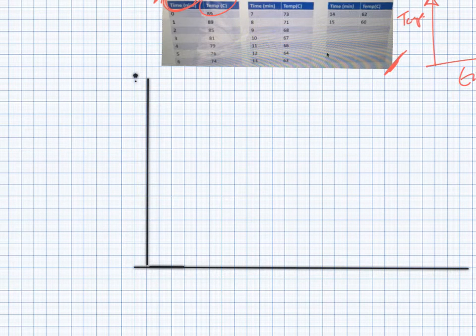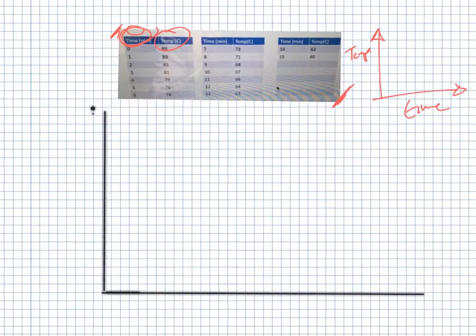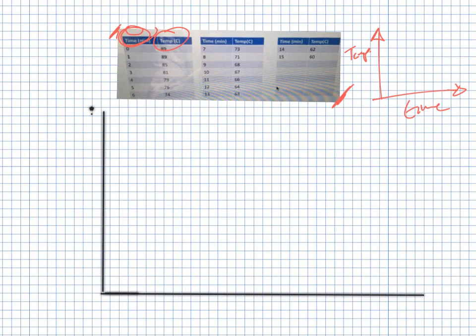Right, and now we've just got to work out our scale. So this is where you go back to your data. Now we're going to take our time axis first of all, and we're going to have a look at what we're going from and what we're going to. If we look at time, the smallest number is 0 and the biggest number is 15. So I'm going to start on 0 and I'm going to end up going to 15, but I want to do so in equal steps.